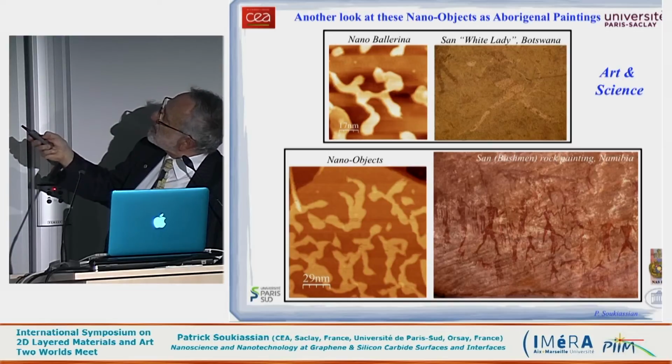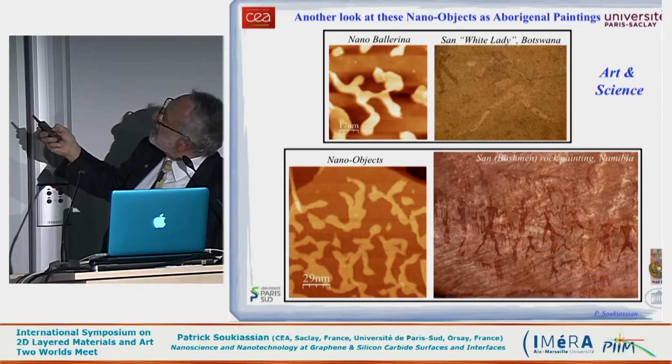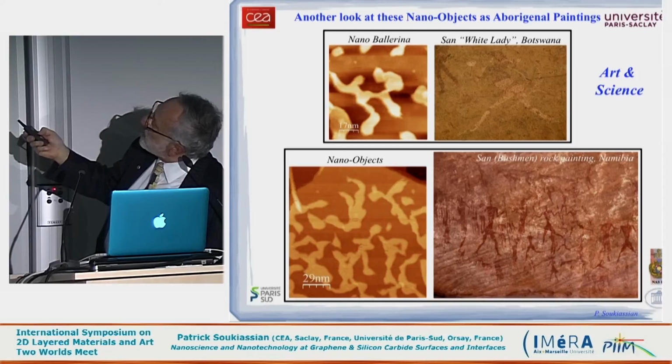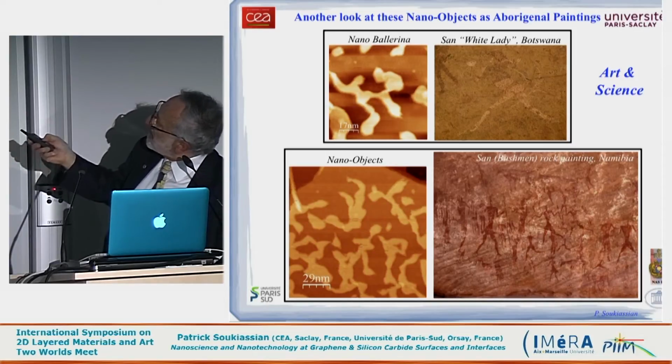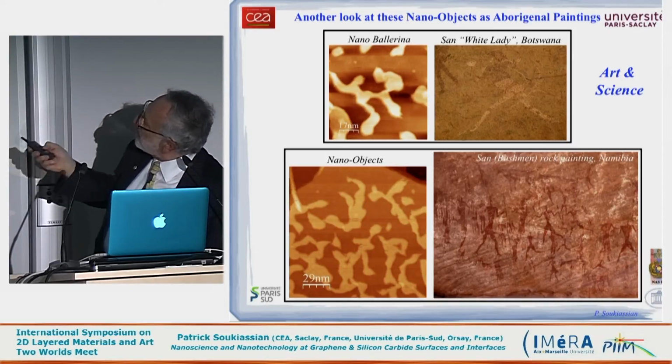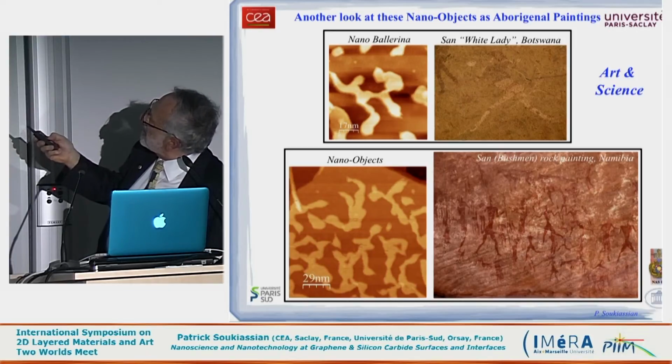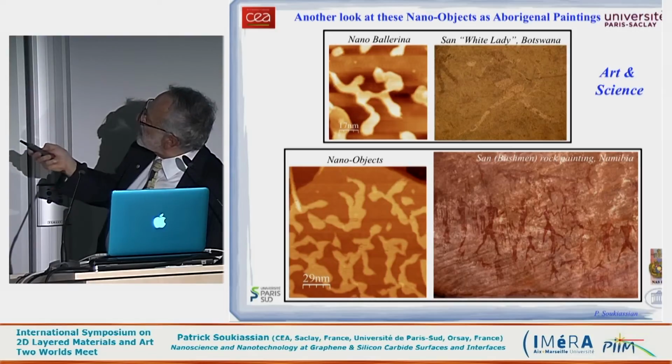So you can see this is a nano ballerina, I call it. And this is a Sun white lady that is observed in Botswana. And this is another thing. You see this nano object, and so this is Sun. Also painting Bushman that you can observe in Namibia.